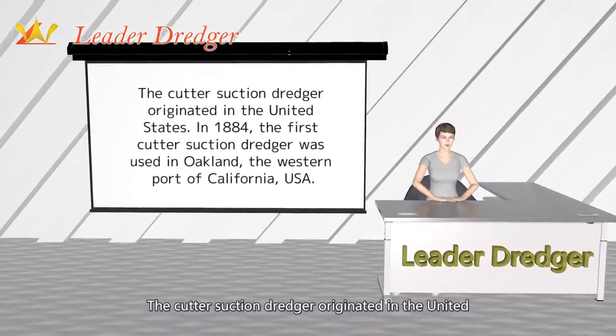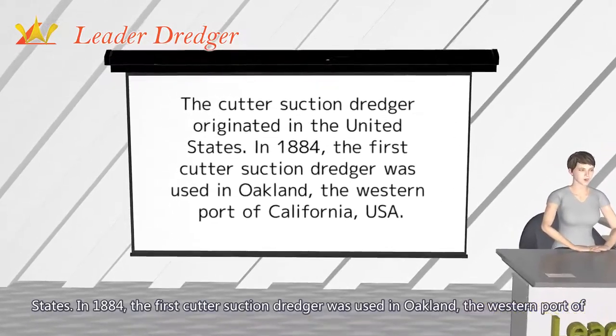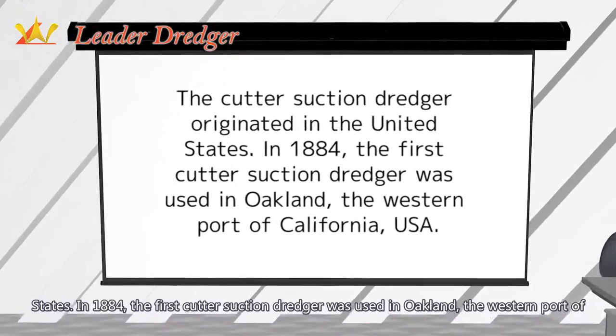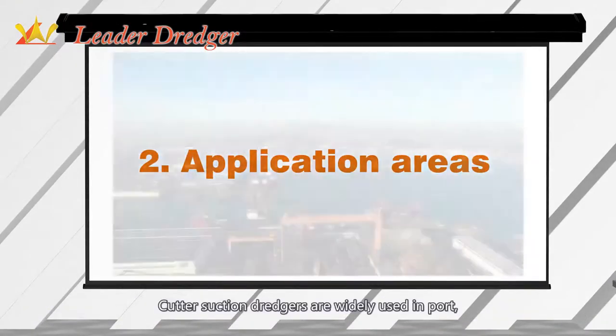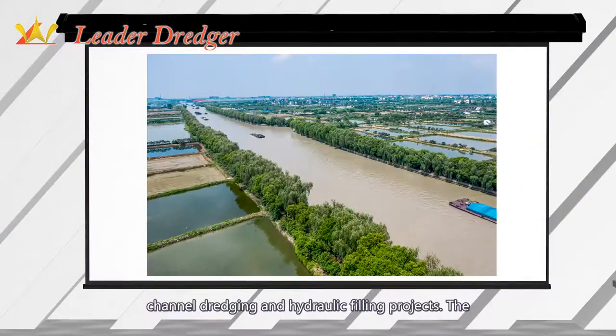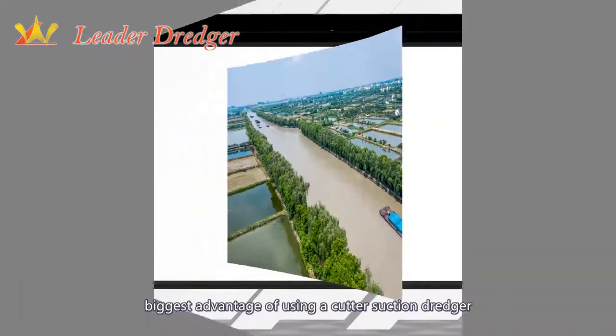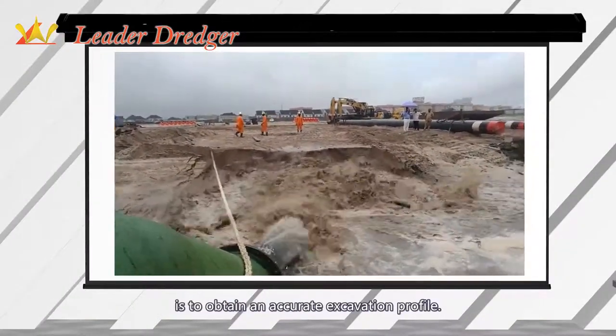The cutter suction dredger originated in the United States. In 1884, the first cutter suction dredger was used in Oakland, the western port of California, USA. Cutter suction dredgers are widely used in port, channel dredging, and hydraulic filling projects. The biggest advantage of using a cutter suction dredger is to obtain an accurate excavation profile.